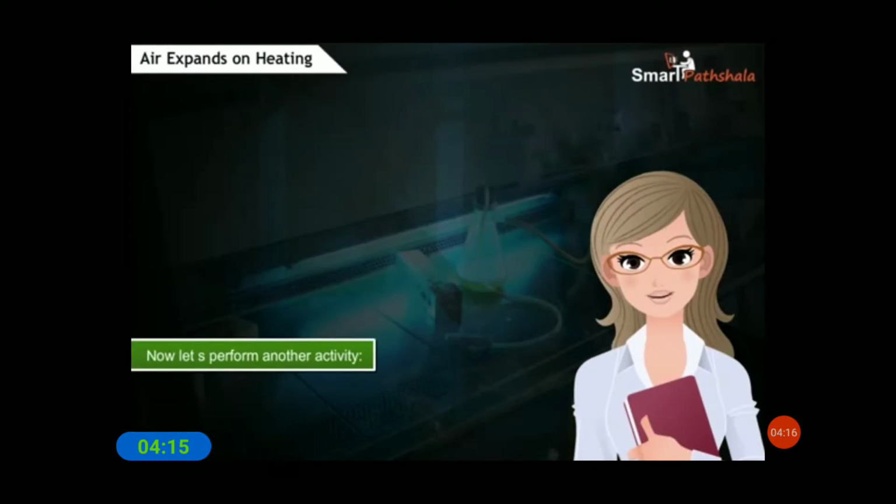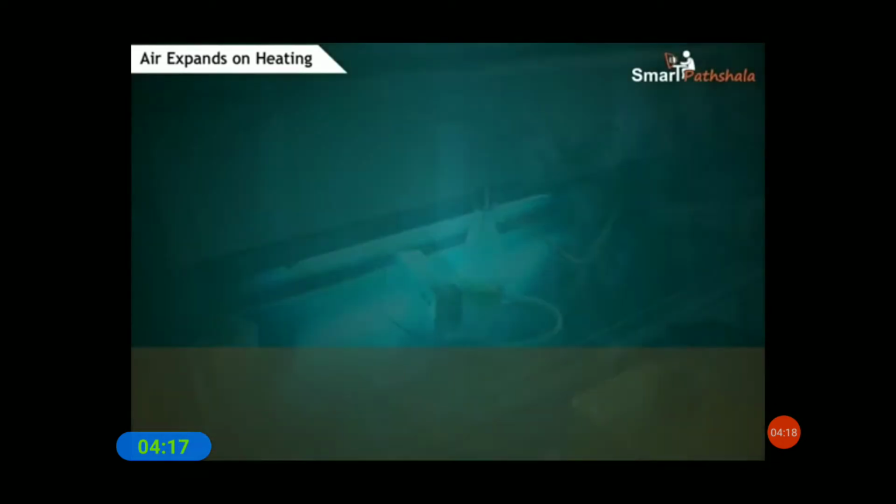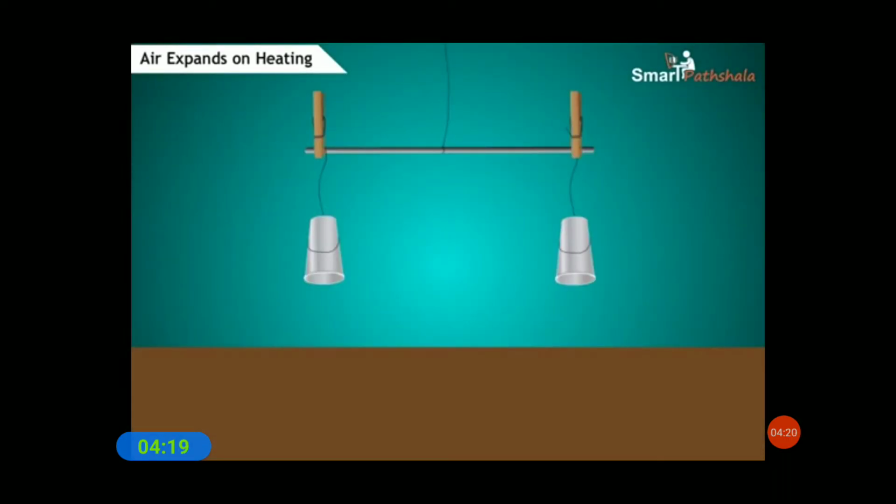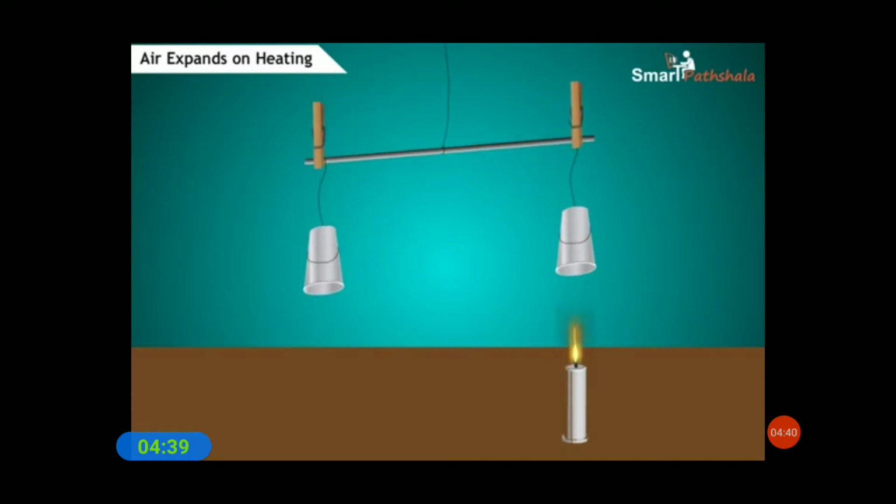Now let's perform another activity. Take 2 empty paper cups of the same size. Hang the 2 cups in the inverted position on the 2 ends of a wooden stick. Tie a piece of thread in the middle of the stick. Hold the stick by the thread so that it looks like a simple balance. Place a burning candle below one of the cups. We can observe the balance of the cups getting disturbed.